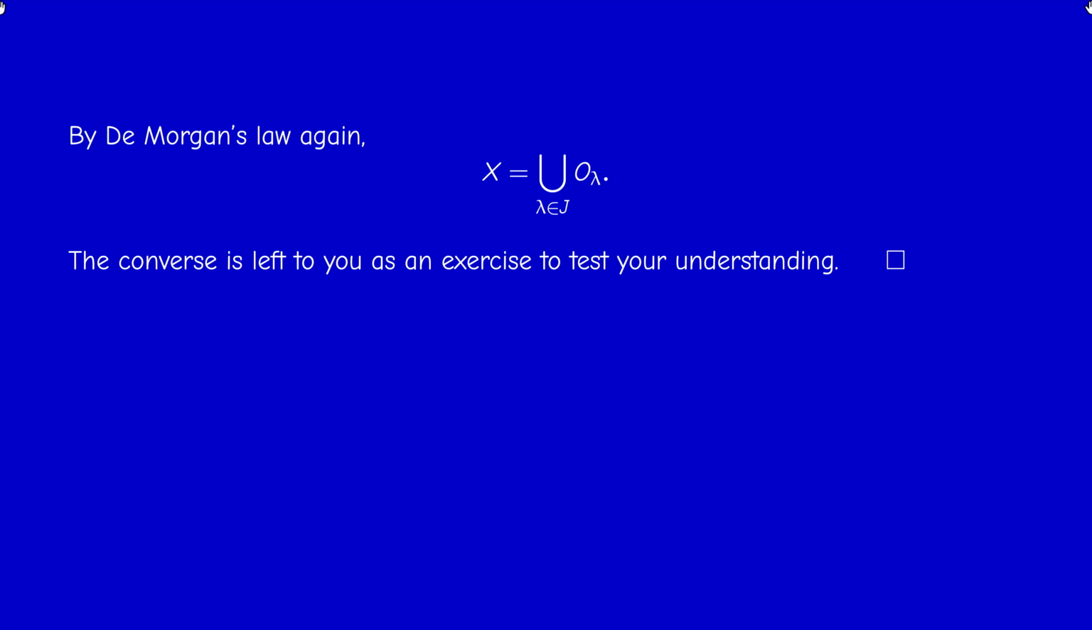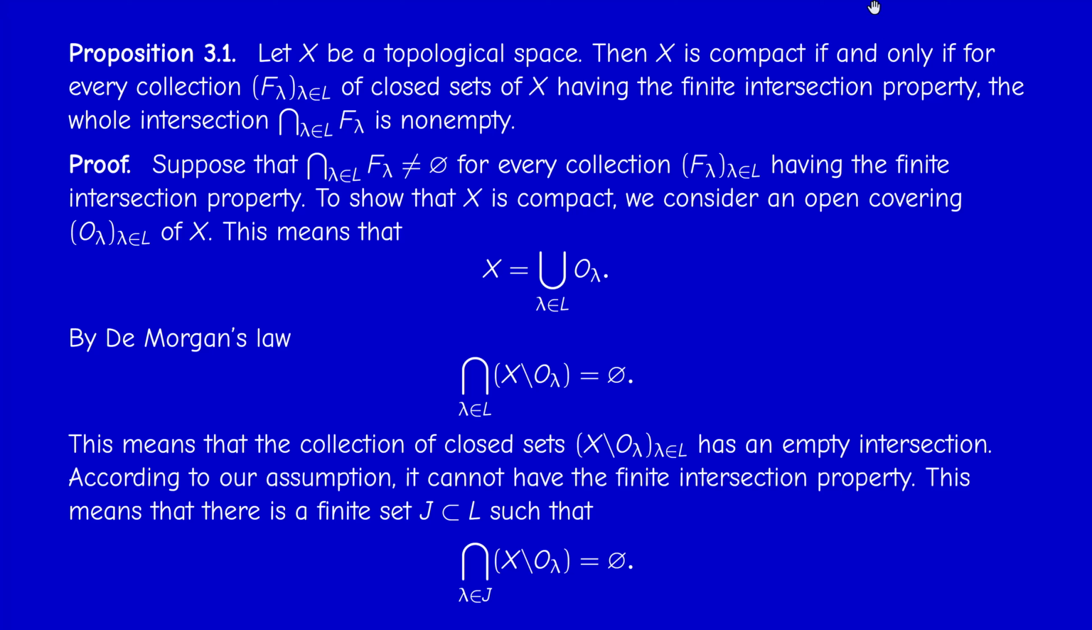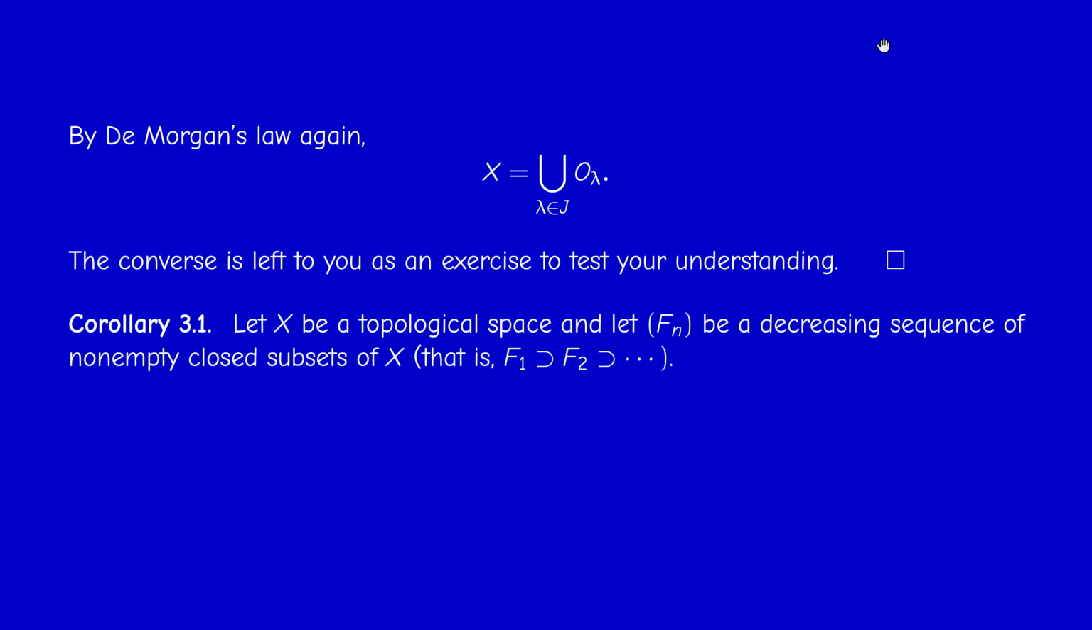And now the converse is just symmetric. You can go back through the steps. Start with the union and so on. So it's completely symmetric. And as a corollary, as a particular case, if we have a decreasing sequence of non-empty closed sets of a compact topological space, then the whole intersection is not empty.